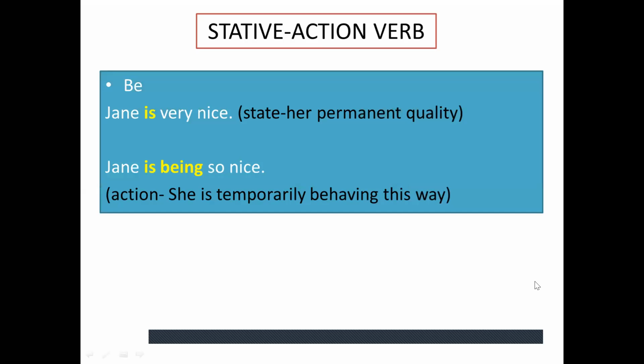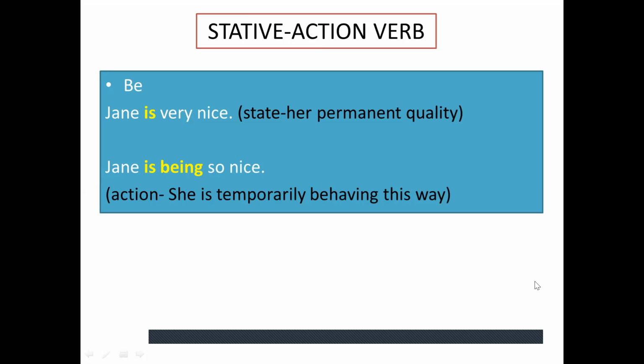Well, the next one is be. Be here is a state. For example, Jane is very nice. It means that Jane is always very nice. It's her permanent quality. But for the second sentence, Jane is being so nice. Here is an action verb. Jane right now is temporarily behaving this way. Jane was not that nice before. So you need to use present continuous in the second sentence.